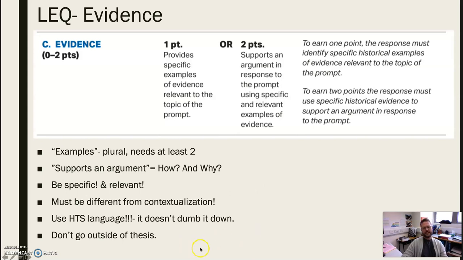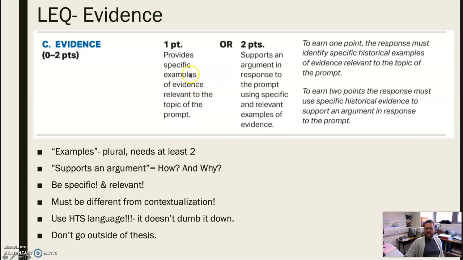All right, so let's look at evidence. To get 1 point in evidence, provide specific examples of evidence relevant to the topic of the prompt. All right, specific examples, specific being key there, and then relevant to the topic, all right? That's gonna get you 1 point.